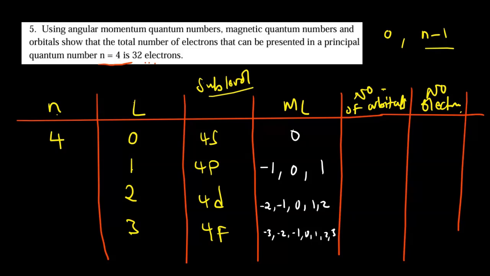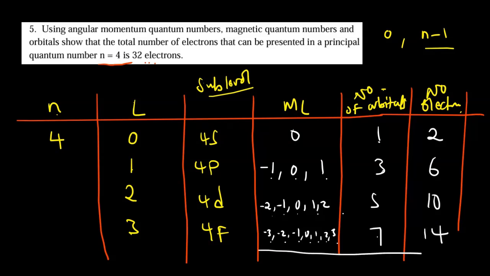Depending on what you have here, those will be the number of orbitals. Here I can only see 0, so that means I have 1 orbital. Here I have 1, 2, 3, so I have 3 orbitals. Here I have 5. Here I have 1, 2, 3, 4, 5, 6, 7. Each orbital can contain a maximum of 2 electrons. If I have 1, the number of electrons here will be 2. If I have 3, the number of electrons will be 2 multiplied by 3, which is 6. If I have 5, it will be 10. If I have 7, it will be what? 14.